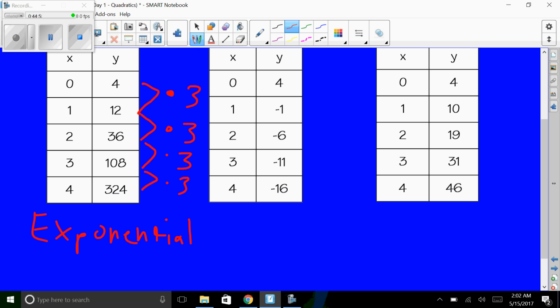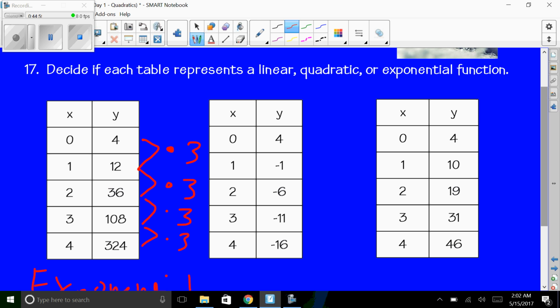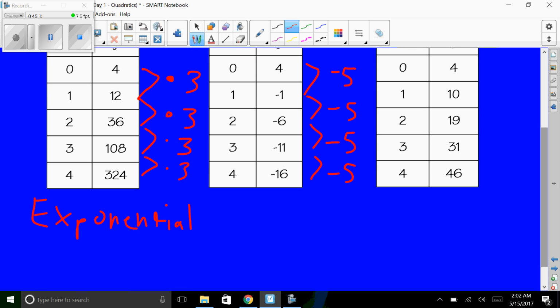Alright, now let's look at the second one. What do I have to do to get to there? Right there, I subtracted 5, subtracted 5, subtracted 5, subtracted 5. Alright, so if you add or subtract by the same number each time, then it's linear. Linear.